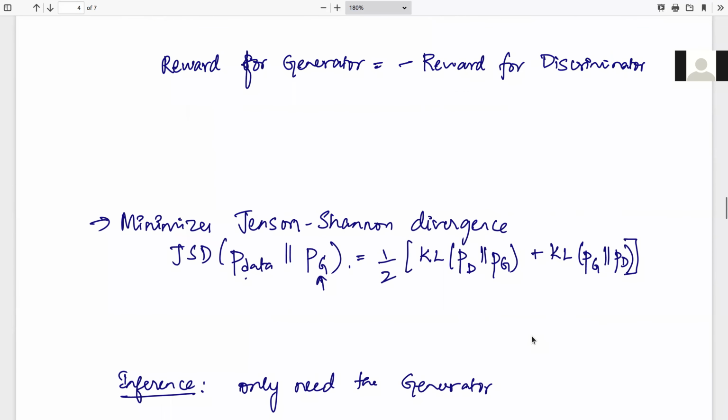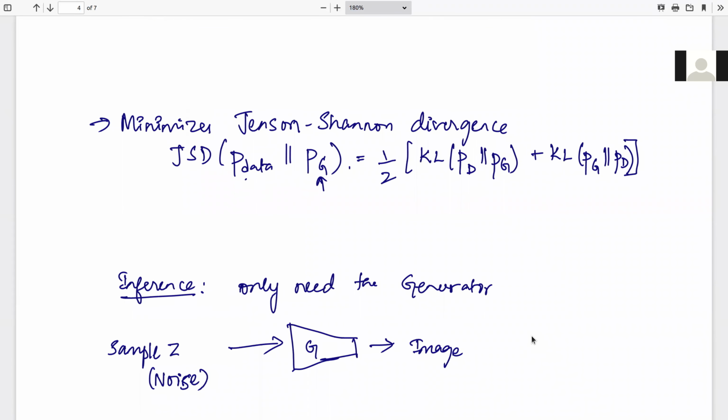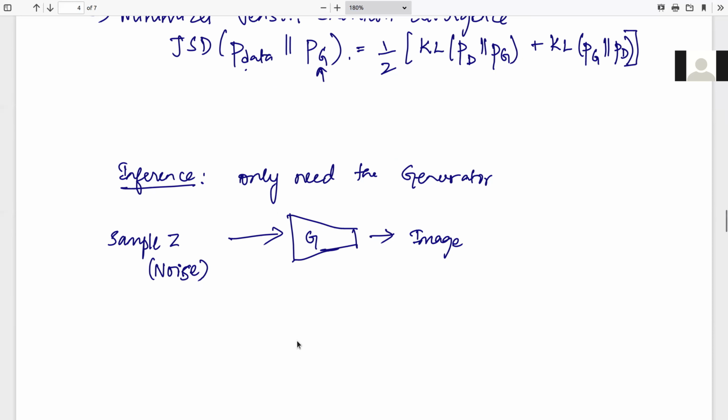Now, this is the training part. During inference time, we don't need the discriminator. We are interested in generating the images, and that can be done using only the generator model. So a Z, which is this noise, will be fed to the generator, and it will give us an image which, once the model has converged, will be very similar to what real images look like. Quite realistic images.